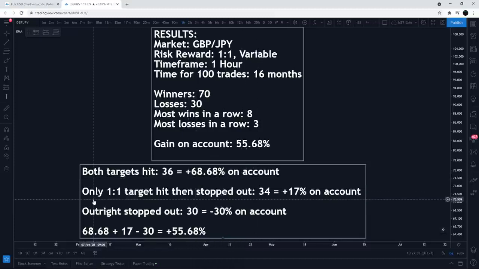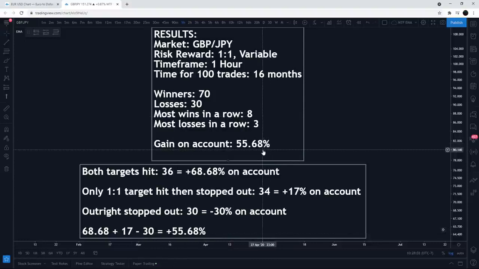And then times where only the 1-to-1 target was hit, then the rest of the position was stopped out, it was 34, so that was plus 17% on the account. And then 30 times where it was just outright stopped out, never even hit the 1-to-1 target. So minus 30% on the account. So there's the simple math, just add up the two and subtract the losses. And that's how we get our gain on the account.